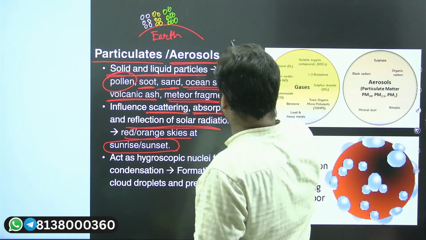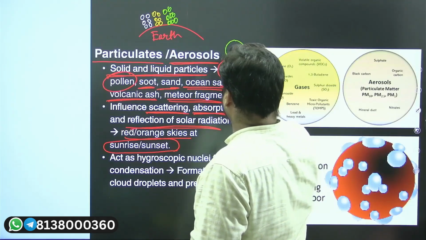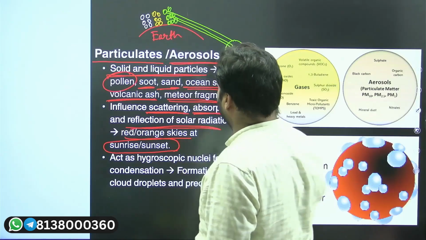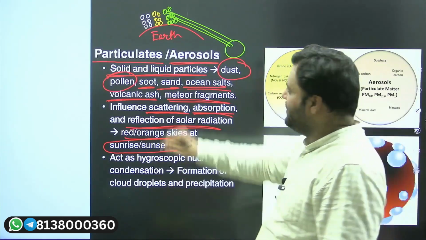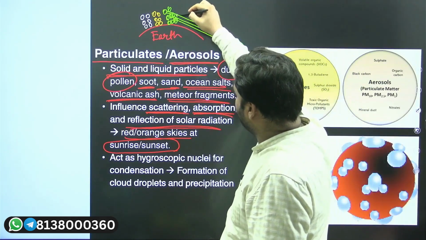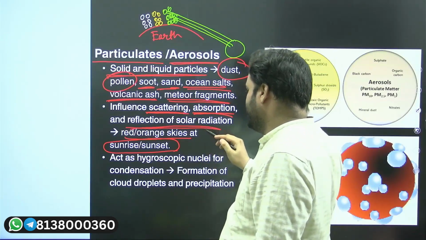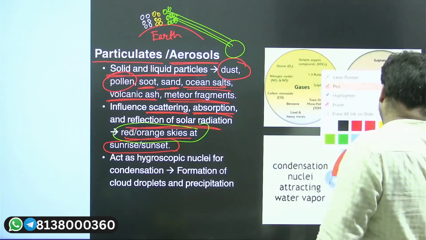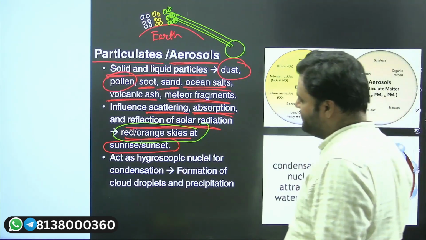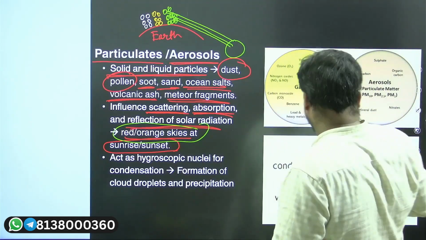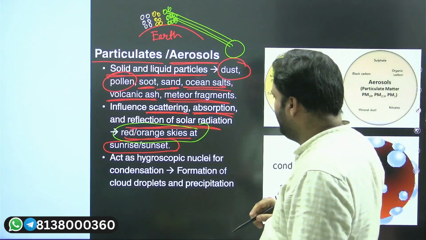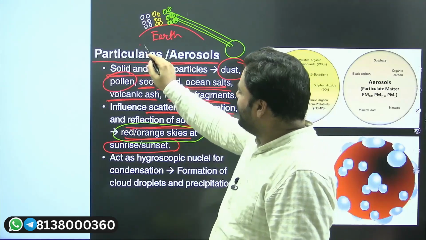And suppose the sun is about to rise, so the insolation will interact, and as a result the color would be red or orange. I mean, there might be different shades, but majorly you will see a red and orange color.